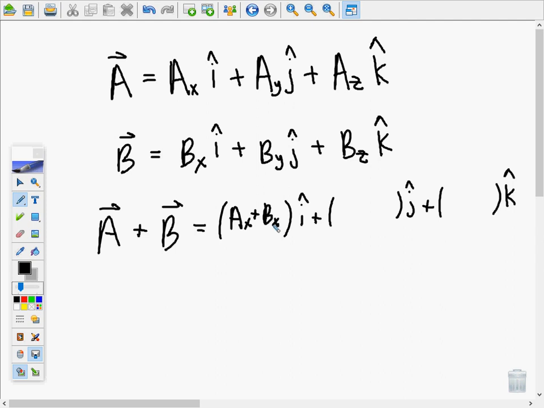And remember we took the sum of all the forces in the y? How would we write that out, David? A sub y plus B sub y. And likewise, we would add up all the components in the z direction. A sub z plus B sub z. So as soon as you know the components, you can easily write the resultant just by adding up the components.